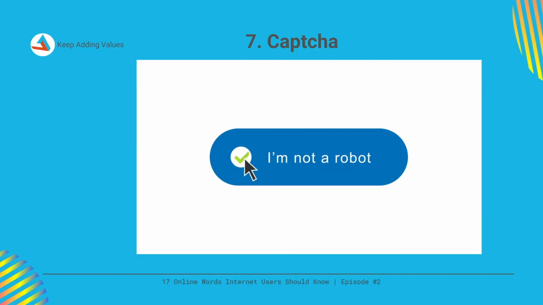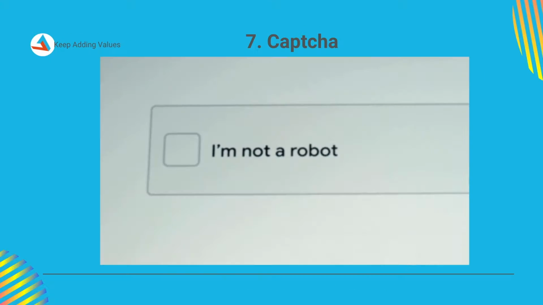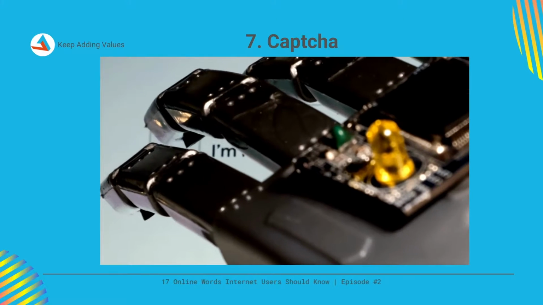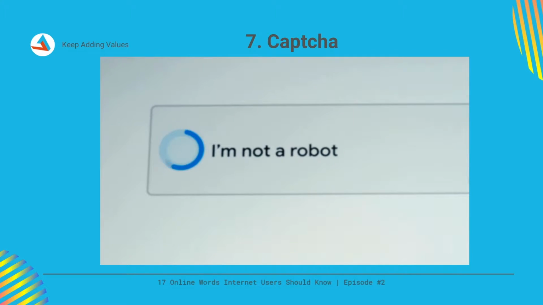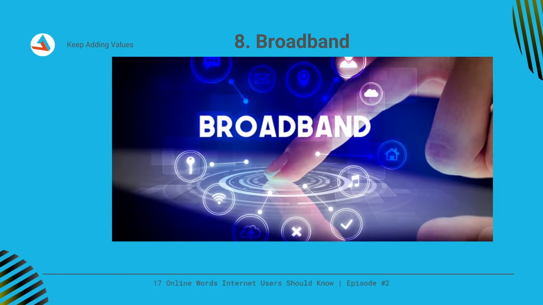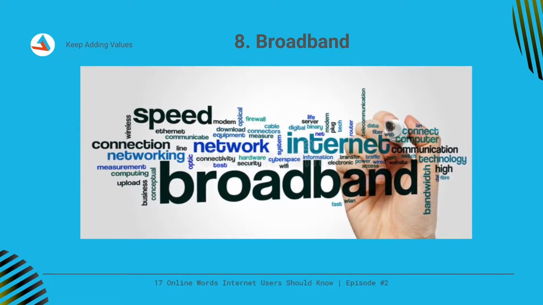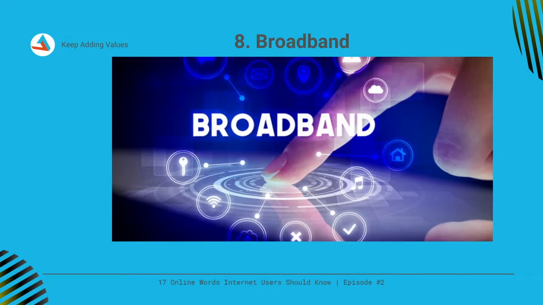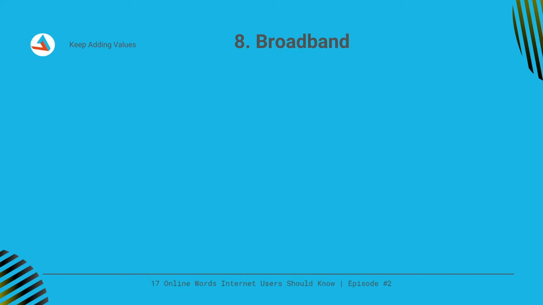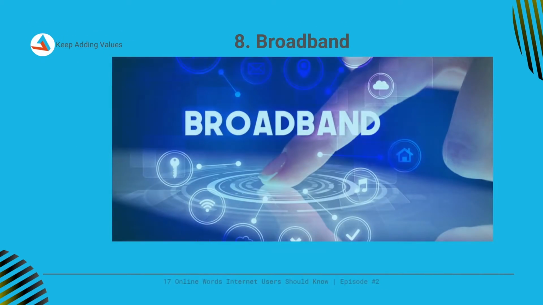By requiring a CAPTCHA response, webmasters can prevent automated programs or bots from filling out forms online. This prevents spam from being sent through website forms. Number 8. Broadband refers to high-speed data transmission in which a single cable can carry a large amount of data at once. The most common types of internet broadband connections are cable modems and DSL modems.